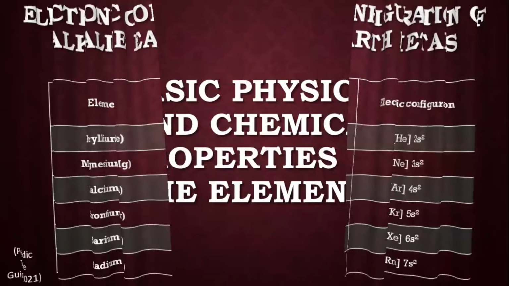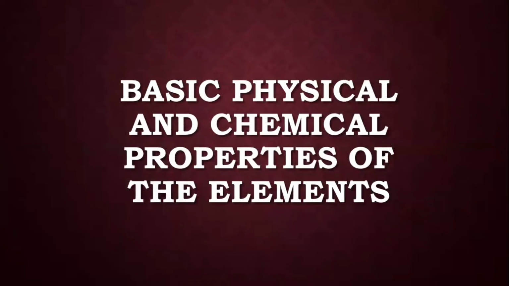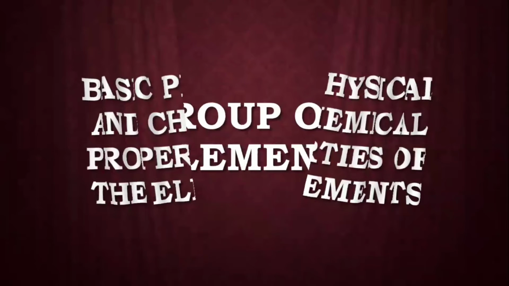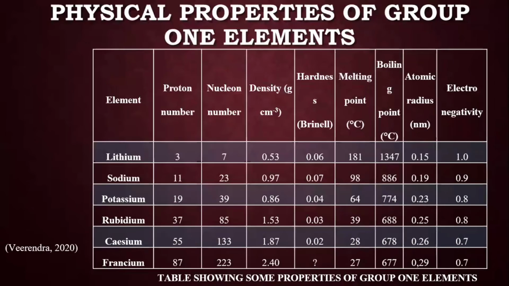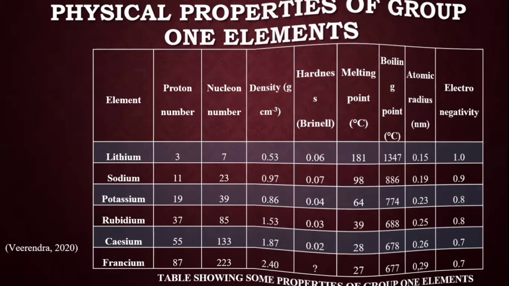On the next slide, we will look at basic physical and chemical properties of group 1 metals. Now, the table shows some properties of these elements. It demonstrates the proton number, nucleon number, density, hardness, both melting and boiling point, the atomic radius, and electronegativity, at which each has its own values. However, if you look at the element francium under the hardness column, it is considered to be unknown.